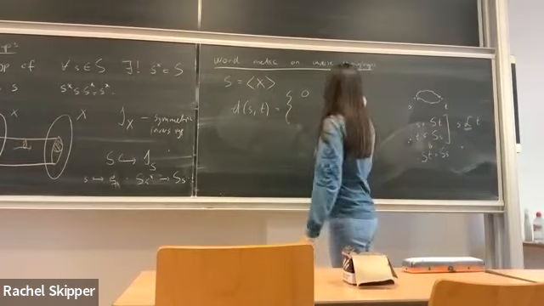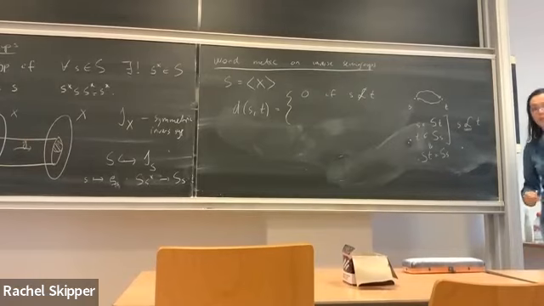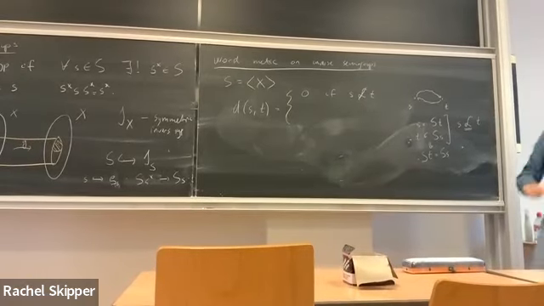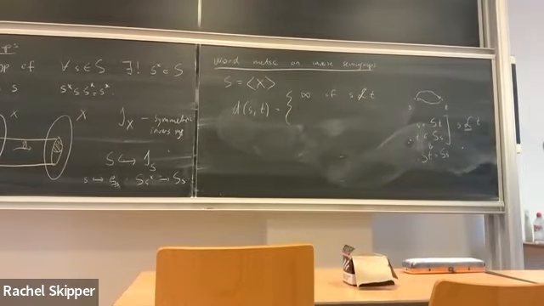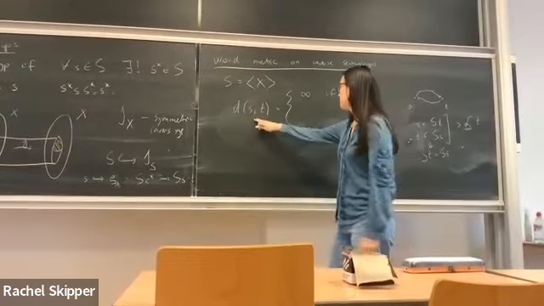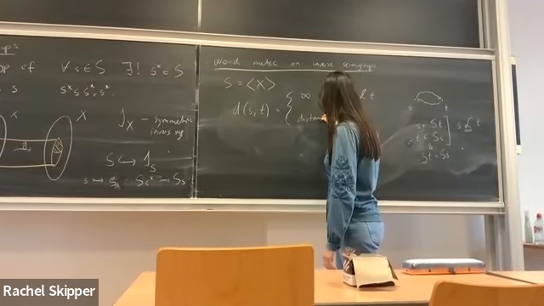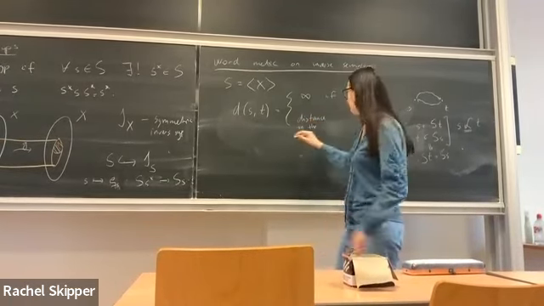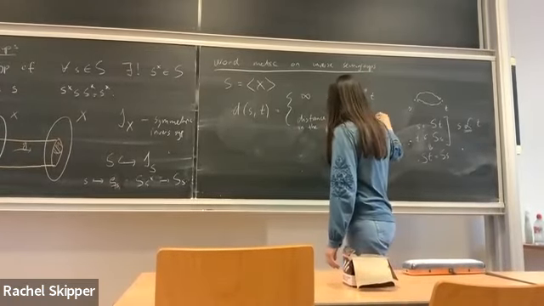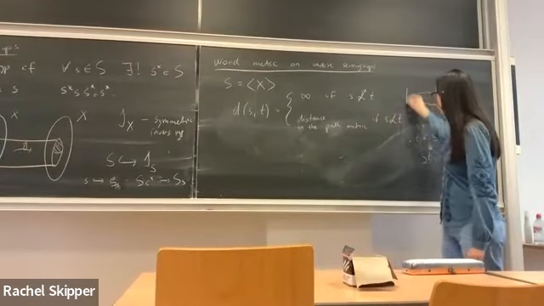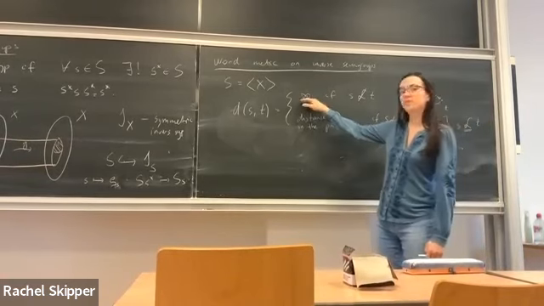I define the distance to be infinity if they're not L related, i.e. they don't define the same left ideal. Otherwise, I'm just going to define the distance to be the distance in the Cayley metric, which you know how to write, so I'm not going to write that down. So this is a generalized or extended metric, because my points can take infinite distance.